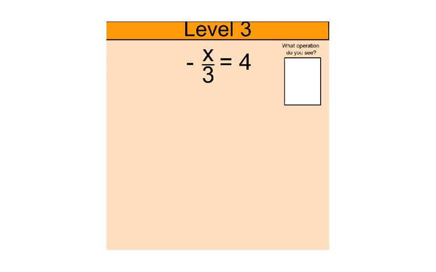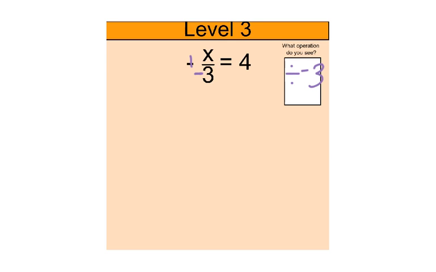Okay, so that negative may throw you off a little bit. When I see a negative sitting out front and it doesn't really have a number to go with, I always put it with the bottom and then I kind of cross it out there. So I'm going to change it to x divided by negative 3. So what is the question asking? It's saying what number divided by negative 3 is equal to 4. So as I said that, what was the operation? It was divided by negative 3.